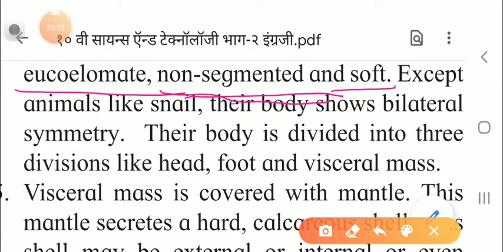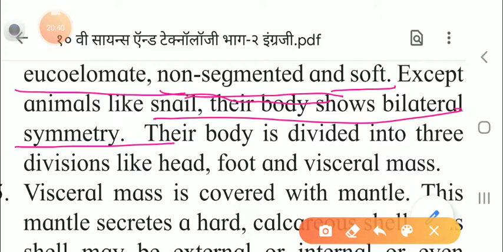As well, the body is soft. Except for animals like the snail, their bodies show bilateral symmetry. Bilateral symmetry, so many times I have explained to you. Bilateral means when we divide the organism into two equal halves, each part is the mirror image of the other. So here bilateral symmetry is present in the case of the snail.